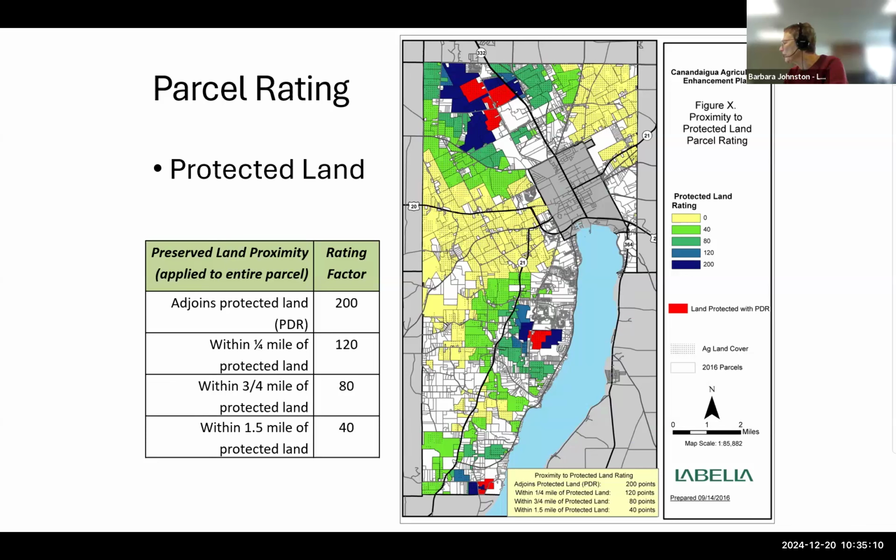Let me. I might have gone back too far, Sarah. Wait, let me pause and get that. I'm going to stop sharing for a moment. Okay. And maybe you can give an update on what your thoughts were for what we want to accomplish with this while I pull up the lands of conservation value.